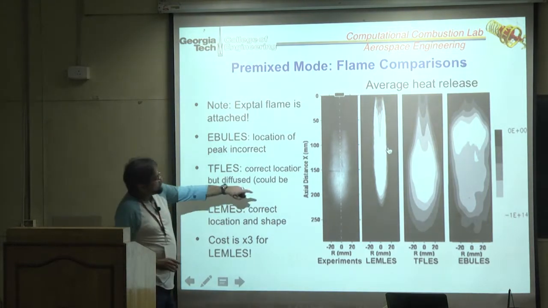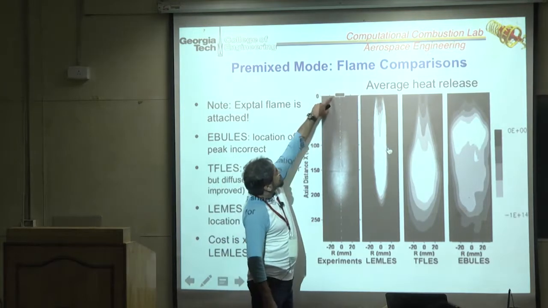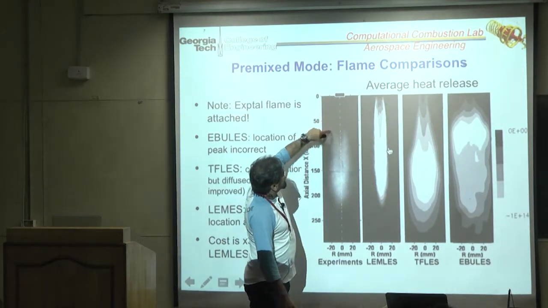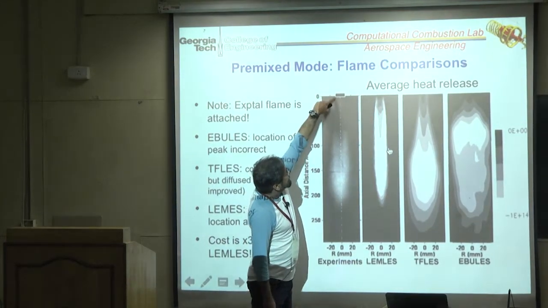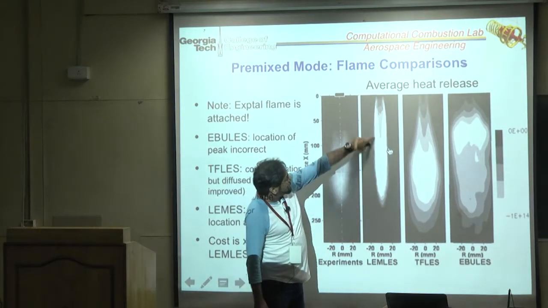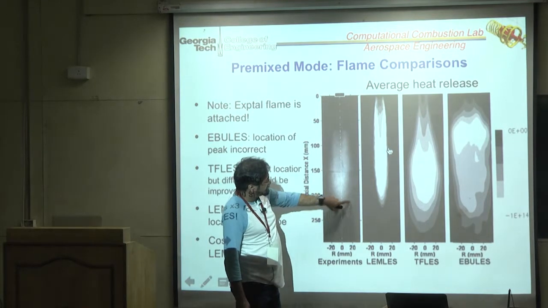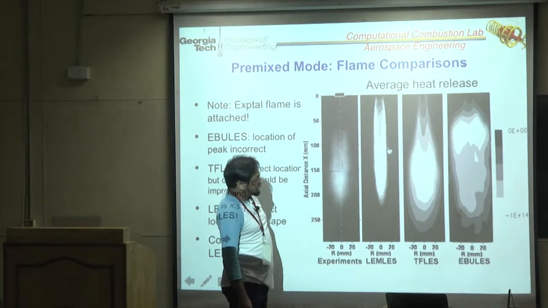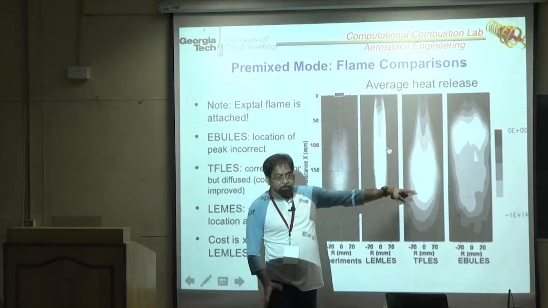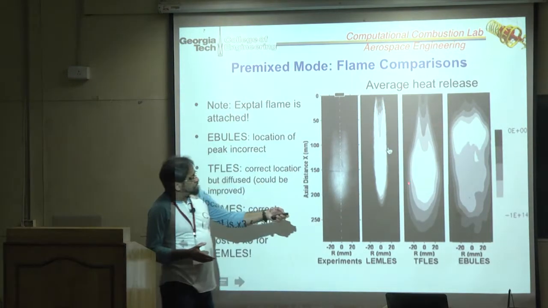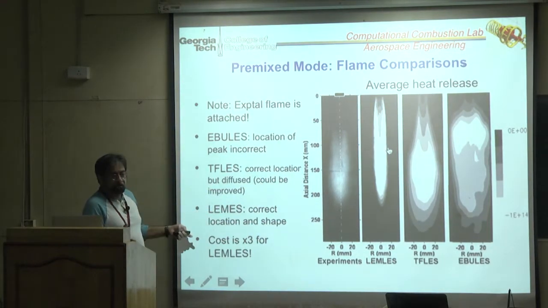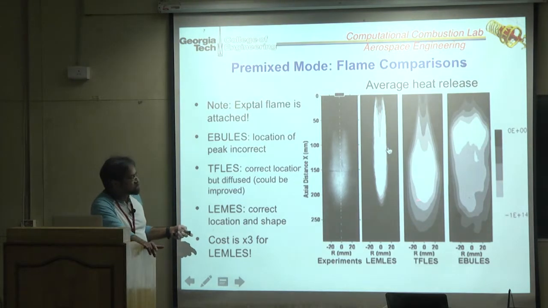For example, this is the experimental flame. The flame is actually attached to the wall. They had no image here, but the flame was attached. This is the LEM-LES prediction. You can see that we don't capture the full length of it, we're capturing something like that. The thickened flame, by definition, is thickened, so you can see it is wider in structure because it's broadened. EBU is completely wrong.